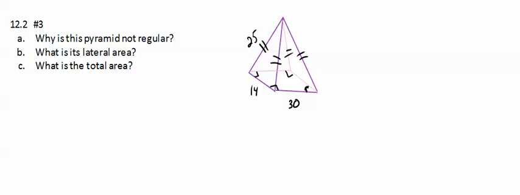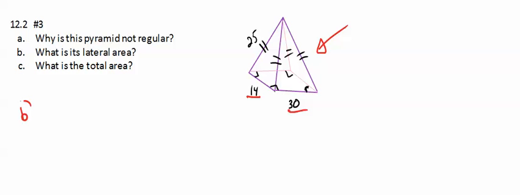We're just going to do one quick example from this section, and it's going to have 3 parts to it. So we're given this pyramid over here, and it's given congruent lateral edges. You're given that the lateral edges are 25, and that 2 of the bases are 14, and the other 2 are 30. And it's asking, why is this pyramid not a regular pyramid? And the reason is because the bases are not congruent. Okay, those all need to be congruent in order for it to be regular.